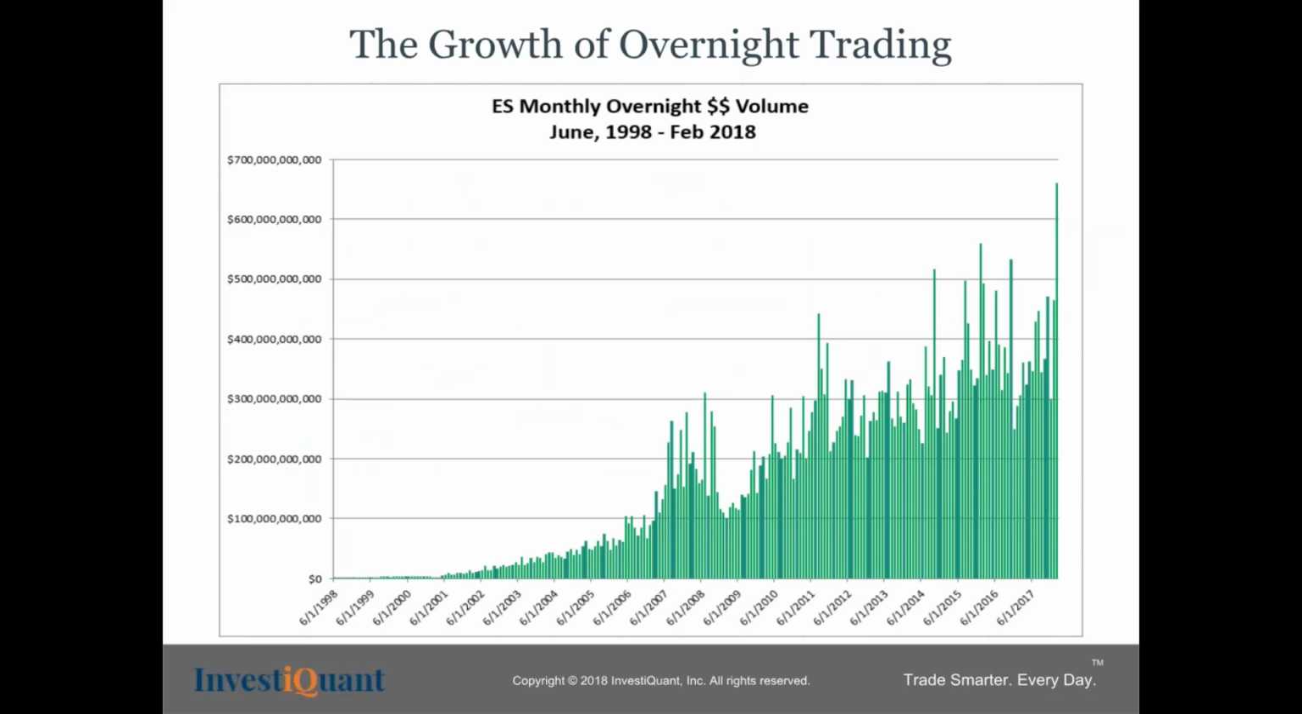I'm not the only one that sees great opportunity in overnight trading. The chart here shows the growth of the overnight activity since 1998. And there's been a dramatic ramping up of overnight activity in recent years. In fact, the last bar on this chart is from February, and what we see there is that it was the highest dollar volume month ever for overnight activity.